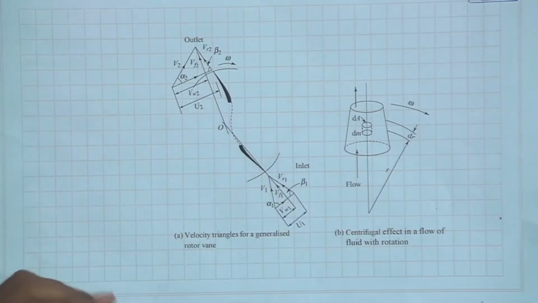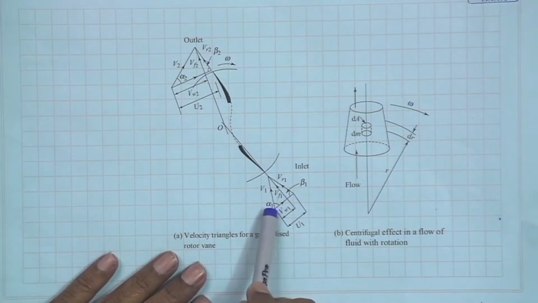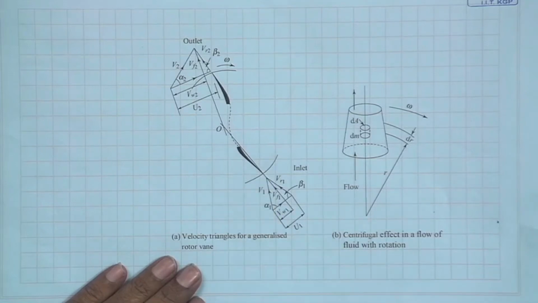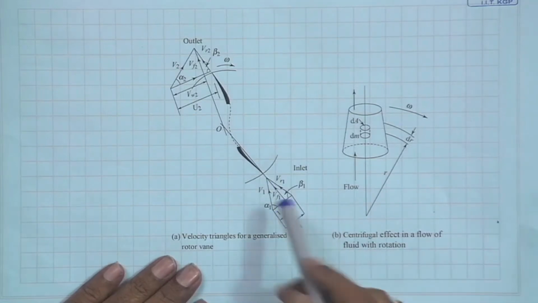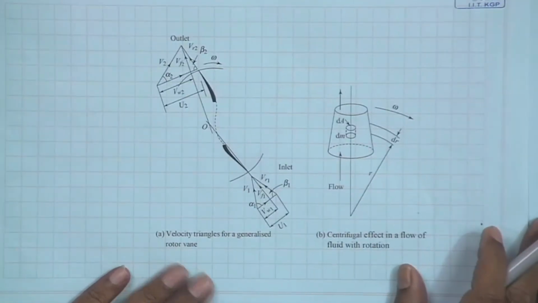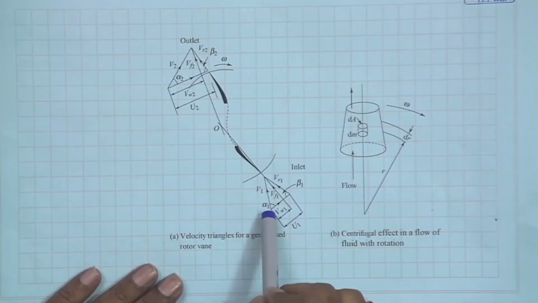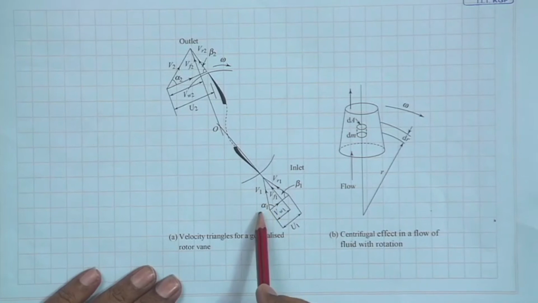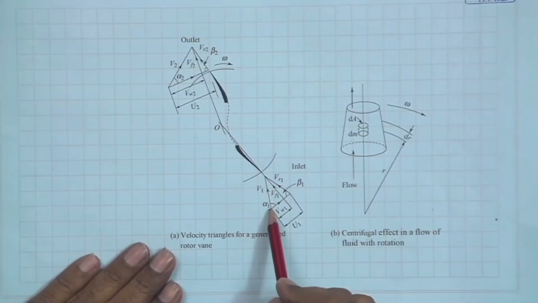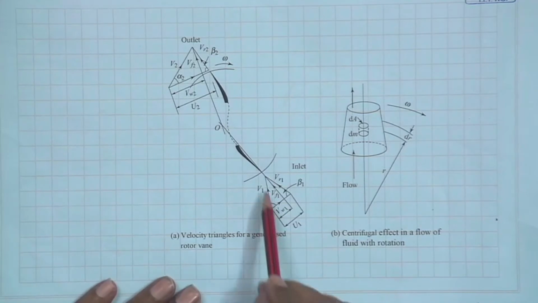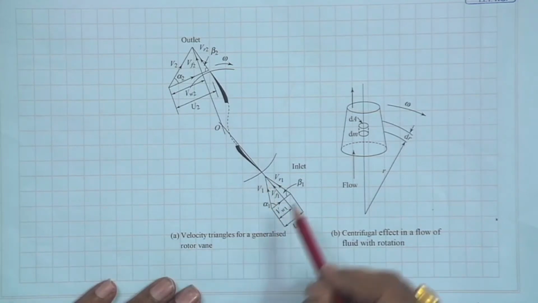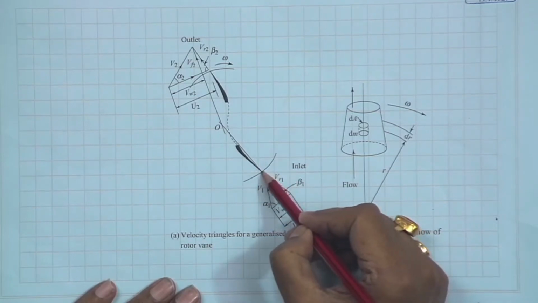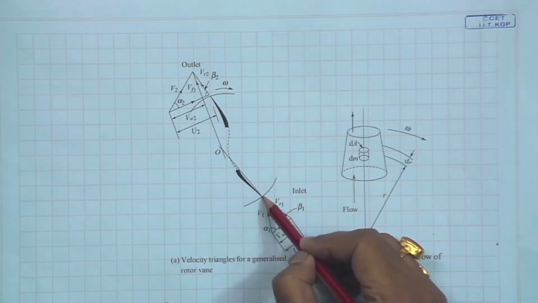Now, here what we will do is show the velocity of the fluid at both inlet and outlet with a vector diagram. At the inlet, if we show the vector diagram, which is known as the velocity triangle, you see that V1 is the absolute velocity of the fluid. Now, U1 is the linear velocity of the blade, which is tangential at this point. Tangential means perpendicular to the radial direction.